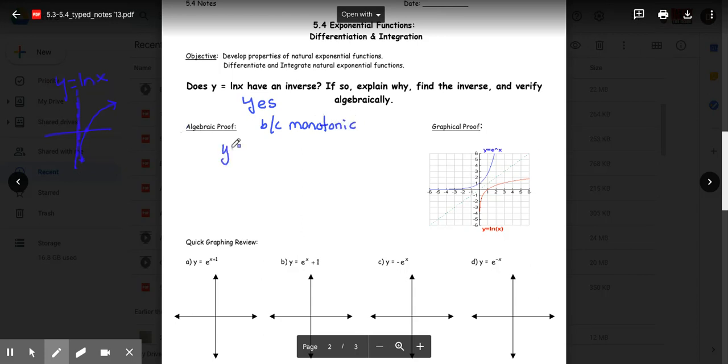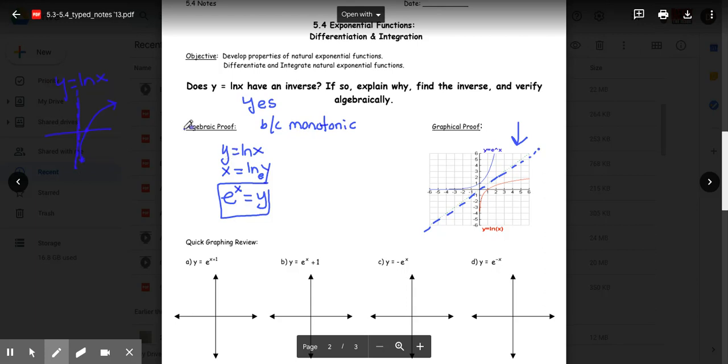To find the inverse, you switch the x's and y's and solve for y. So I get x equals the natural log of y. To solve for y, you take base e and raise it to the other side, so e to the x equals the inside of the log, which is y. So e to the x is the inverse of the natural log of x. You can see graphically that when two functions are inverses of each other, they reflect over the line y equals x.